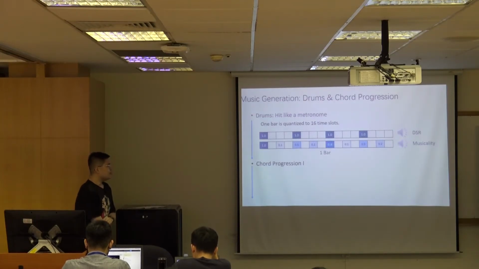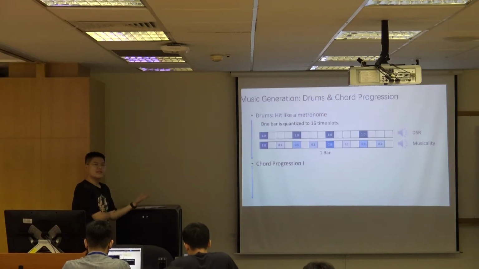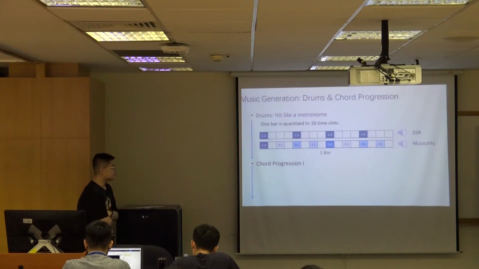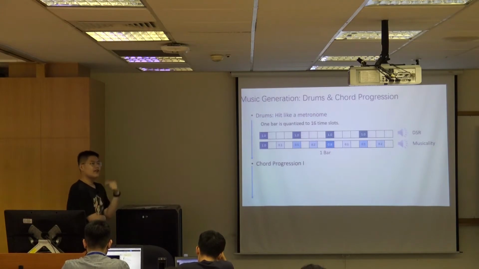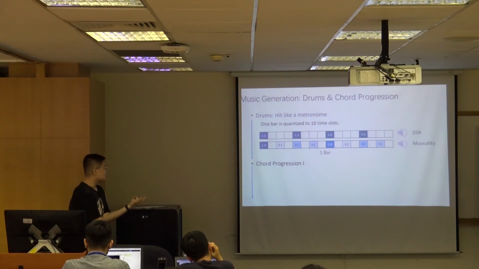Okay, and if we are generating a song for some other applications which do not have this requirement, the drums may sound more colorful, like this. Okay, so now we have tempo, structures, and drums. Then we will generate chord progressions.